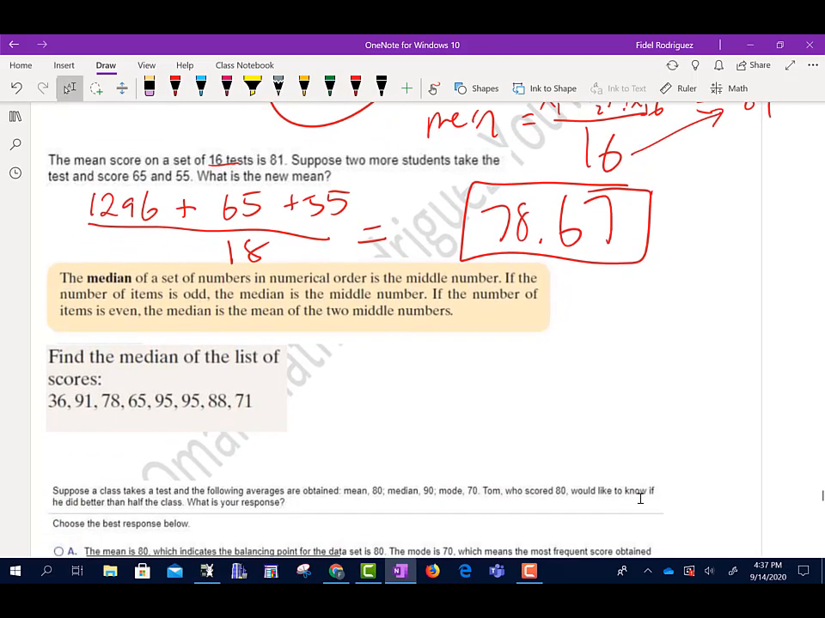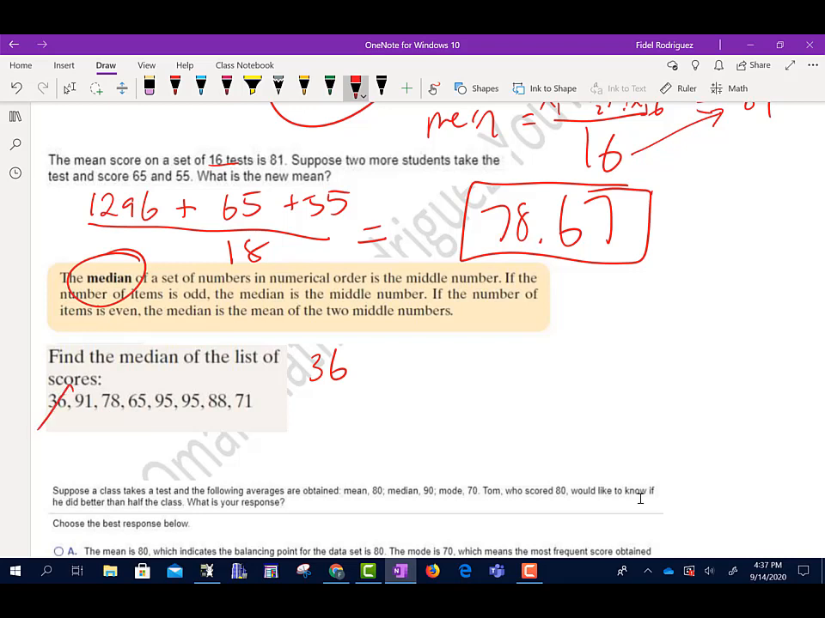All right. It says the median of a set of numbers in numerical order is the middle number. If the number of items is odd, the median is the middle number. If the number of items is even, the median is the mean of the 2 middle numbers. Okay, so let's figure out what that means. Remember, think about median. You're driving down the road, they say you're crossing into the median. That means you're getting to the halfway point. So what we want to do is put our numbers in order from smallest to biggest.